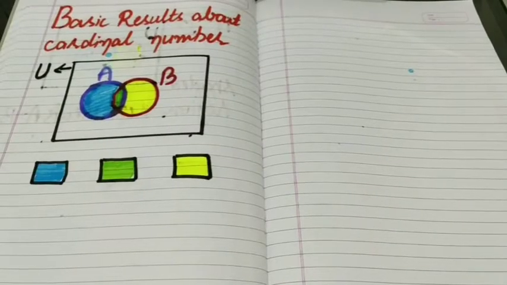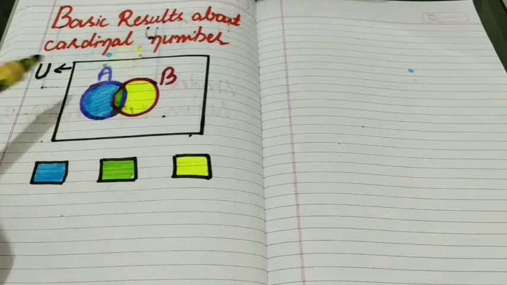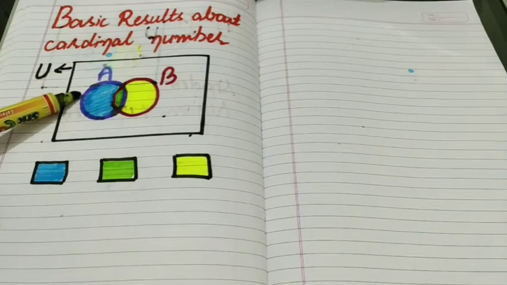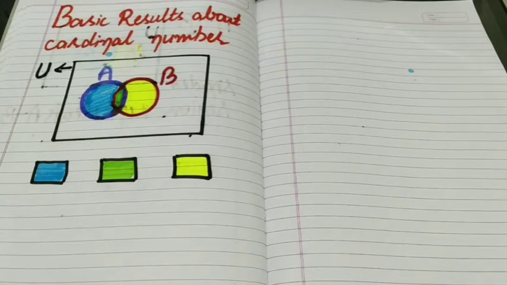Now students, the concept of Venn diagrams is helpful to draw various results about the cardinal number or the order of the relationship of two sets. Let us take one example. This rectangle shows the universal set. Set A is represented by this curve and set B is represented by this closed curve.